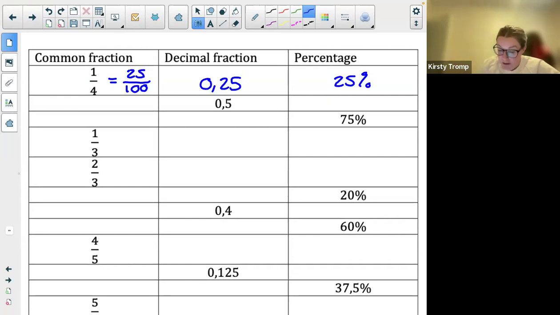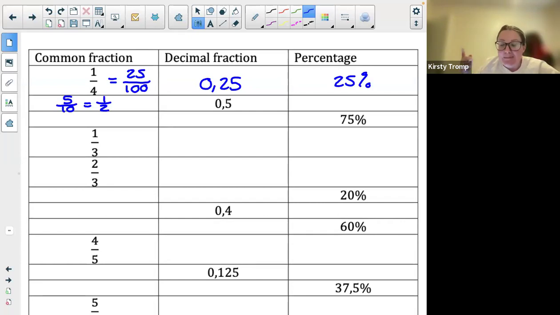Let's look at my next one. They gave me 0.5. So I normally say fraction first. Umar has said to me, well, 0.5 is the same thing, ma'am, as saying 5 over 10. If I want to make that smaller, the final answer is going to be a half.